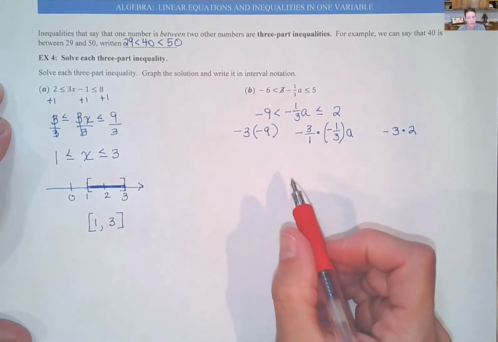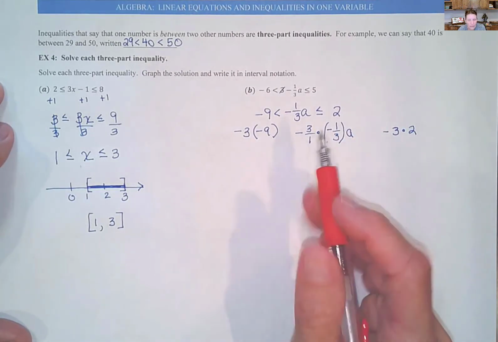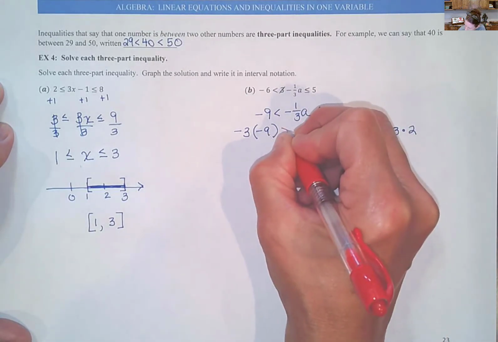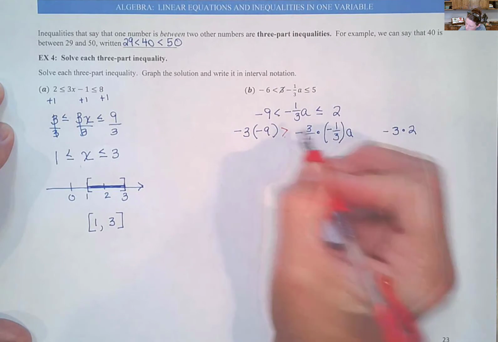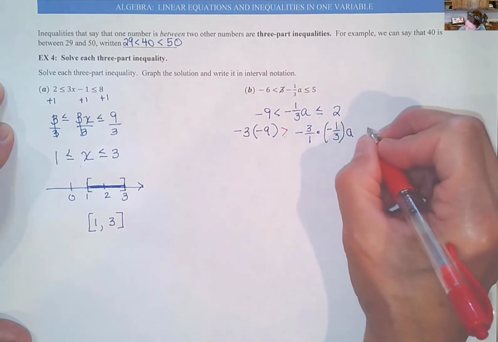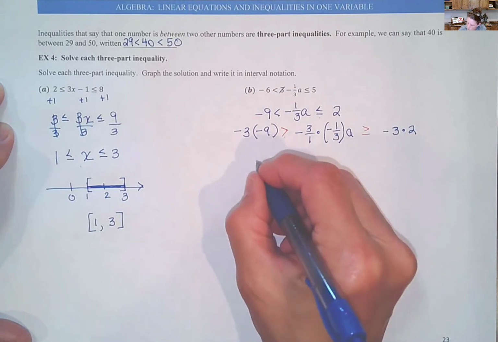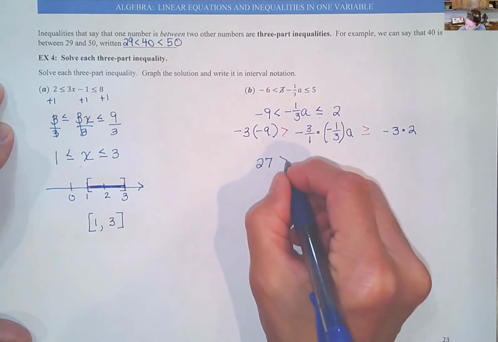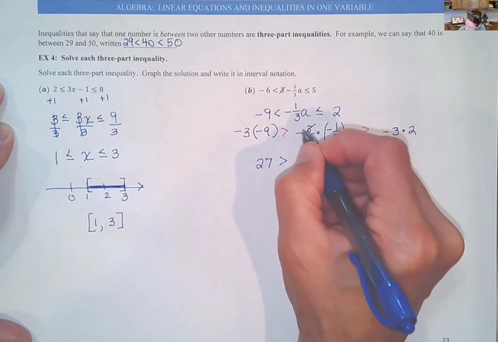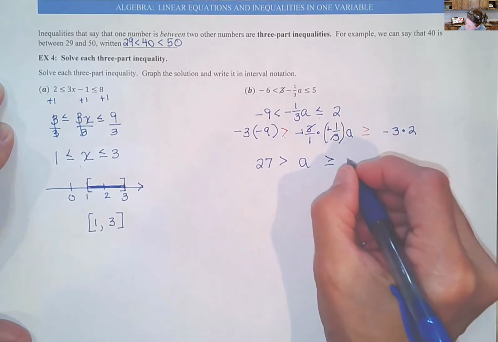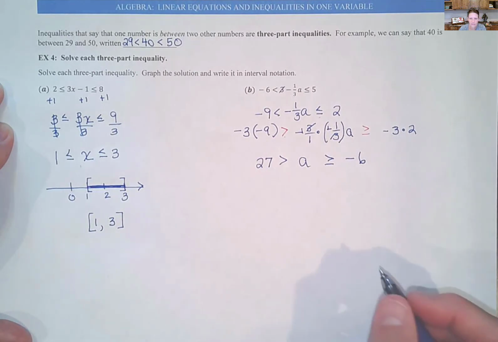Right, now we're multiplying through by a negative quantity, so we've got to switch the direction of our inequality symbols. Okay, that less than becomes a greater than, and this less than or equal to becomes a greater than or equal to. So what do we have? We've got 27 is greater than a, which is greater than or equal to negative 6.